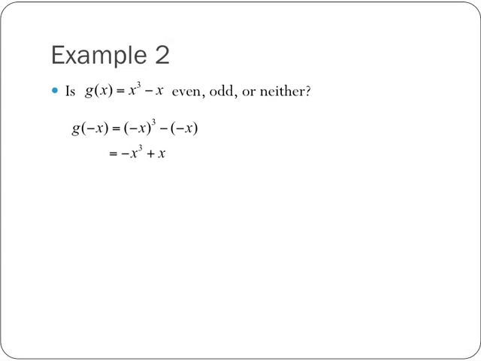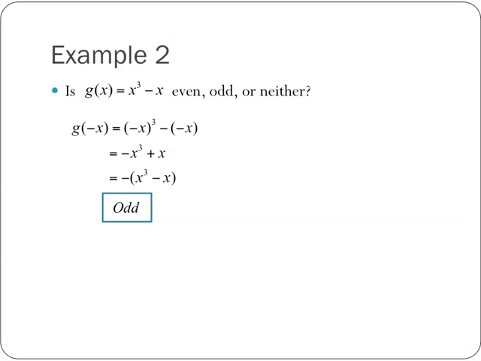Another way to write this is if you were to take out the negative, you would have negative parentheses x cubed minus x. And writing it this way can help. You don't have to write it this way, but it can help for some of you who might find it more visually appealing to see that this is in fact the exact opposite of our function g of x. So in this case, because it is the exact opposite, we know this is going to be an odd function.